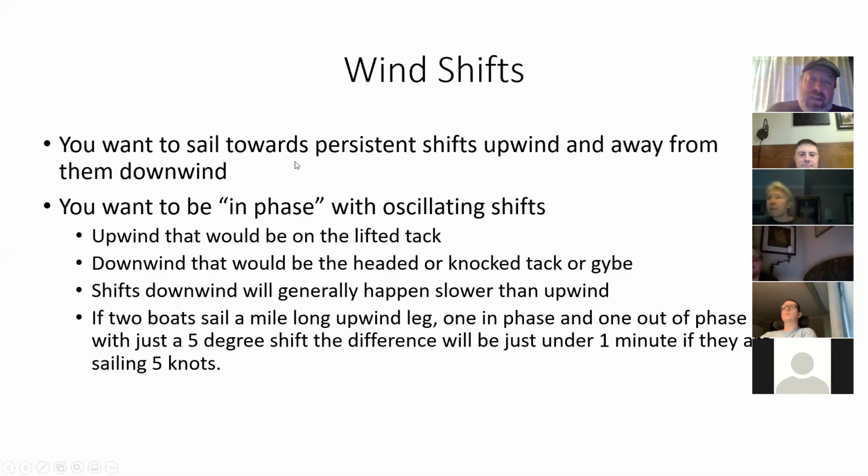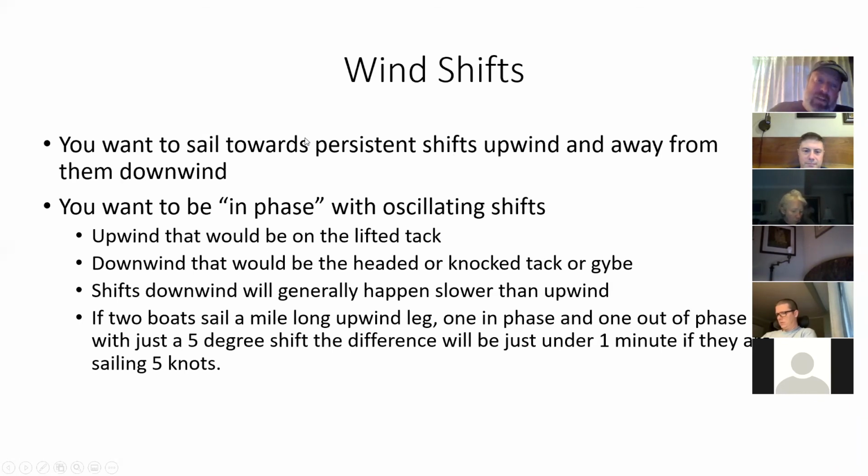Okay, so you want to sail towards persistent shifts upwind and away from them downwind. So if you think the wind's going to slowly shift in a persistent fashion to the right, early in that leg you want to be going right to get right when the shift is at least affecting you. And you can tack then and gain on the shift when it has shifted most to the right as you move up the leg. Now, the principles that generally apply upwind apply backwards downwind. When you're going downwind, you want to be knocked away. So you want to sail away from the persistent shift in the beginning of the leg going downwind, so that when you jibe later in the leg, you can maximize the effects of that shift later on. So that's how you deal with a persistent shift.